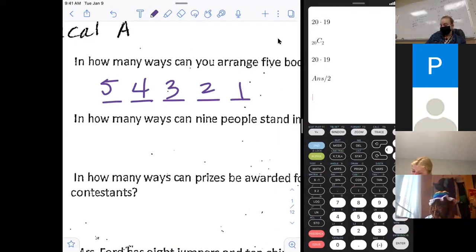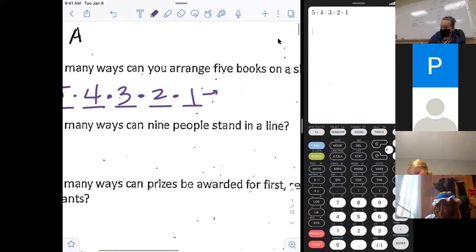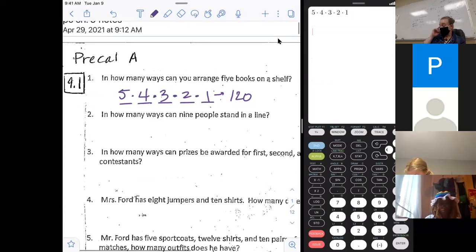I'm arranging these books in a line. And when you arrange them, you're going to multiply. These are all like opportunities that are happening. All of these are possibilities of an event happening. So we've got 5 choices, 4, 3, 2, 1. I'm going to multiply them all together. 5 times 4 times 3 times 2 times 1 is 120. That's how many ways I can arrange 5 books on a shelf.